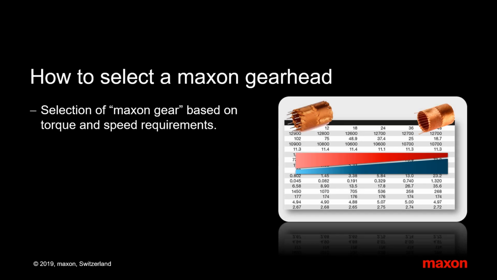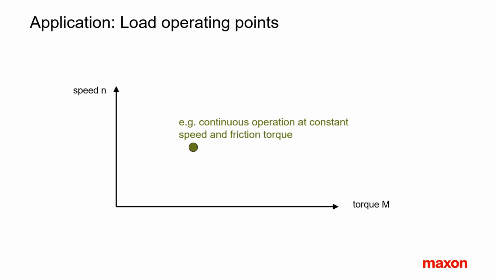This video tutorial shows you how you can find a suitable gearhead based on the speed and torque requirements of your application. Starting point for gearhead selection is the motion of the load. The necessary operation cycle, speed profiles and friction result in speed and torque requirements the drive has to fulfill.